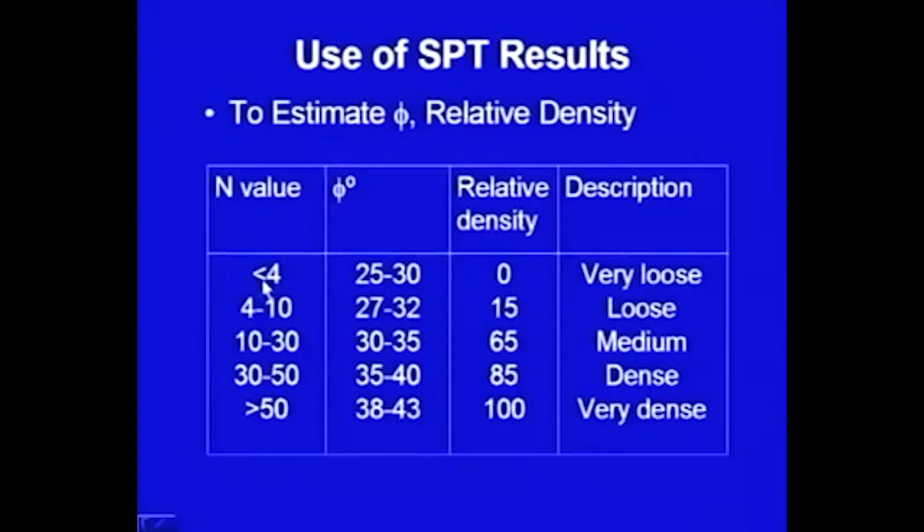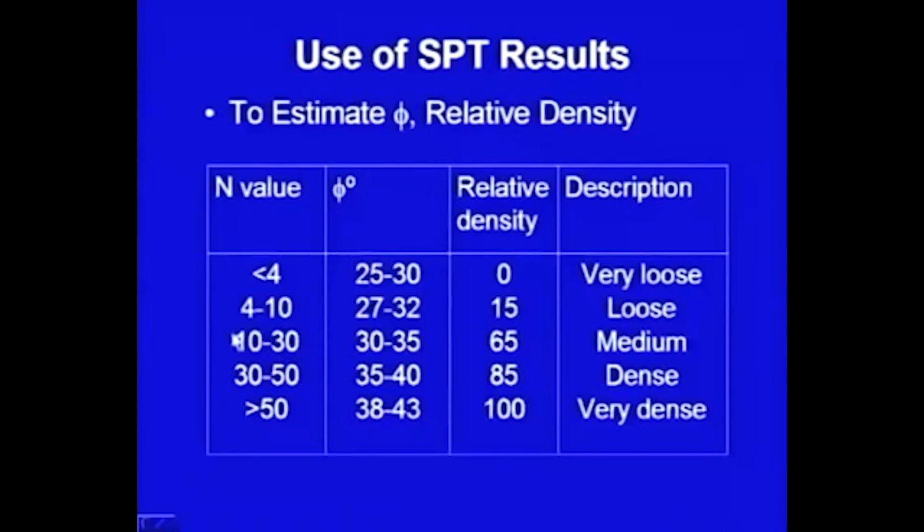If it is less than 4, the phi value will vary somewhere between 25 to 30 degrees. Relative density is taken as 0 and it is described as very loose soil. If the corrected value is between 4 and 10, from experience people have obtained that phi values are expected to vary between 27 and 32 degrees. Relative density will be on the order of 15 and the soil can be described as loose soil.